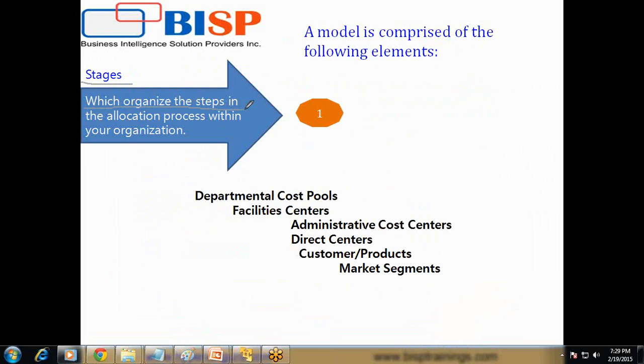Which organize the steps in allocation. How is allocation done? Allocation is generally done in process, in stages. In this example I showed, we calculate a departmental cost pool, then further drill down to facility center. There are 2 facility centers, administration cost center and direct center. Further we drill down to customer, product and market segment. So allocation happens in one go as a whole, from departmental cost pool to market segment. That's the first step one is supposed to do.